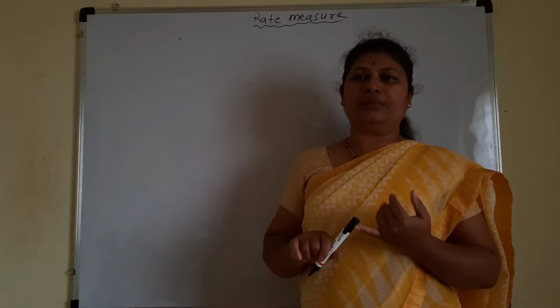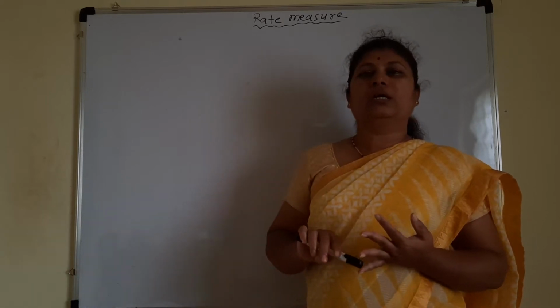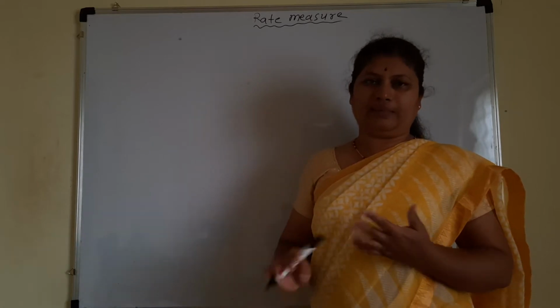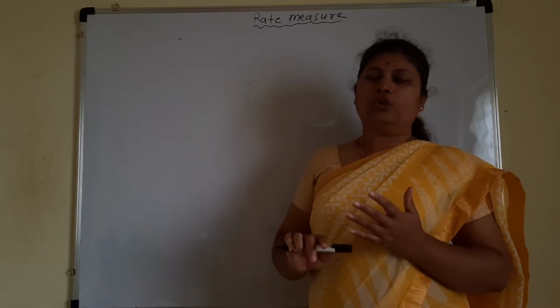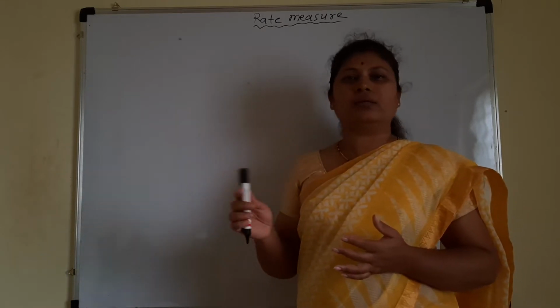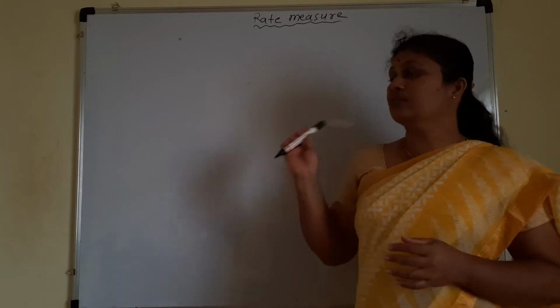Rate measure examples are related to velocity, rate of change of volume, rate of change of area, and so many examples are there. Rate of change of displacement is nothing but velocity, rate of change of velocity is nothing but acceleration, and so on. So let us consider the examples.